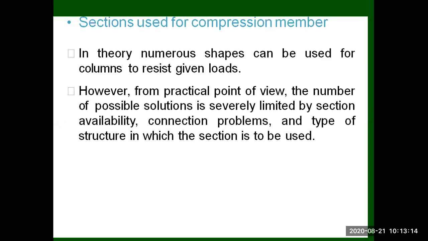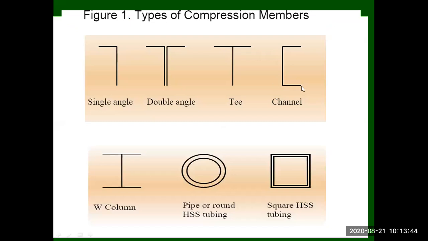So here, we can see which sections we can use as a compression member. The shapes can be used for the column to resist given loads. However, from a practical point of view, the number of possible solutions is limited by section availability. So we have to use sections depending upon the loading condition. You can see here the various types of compression members.